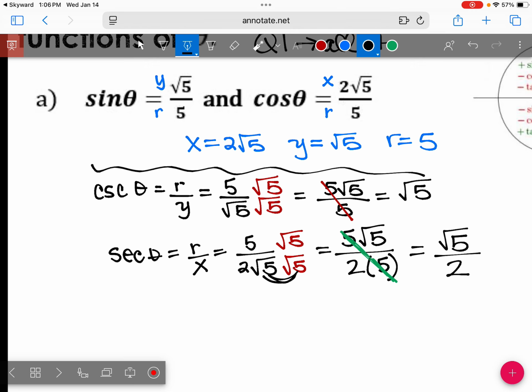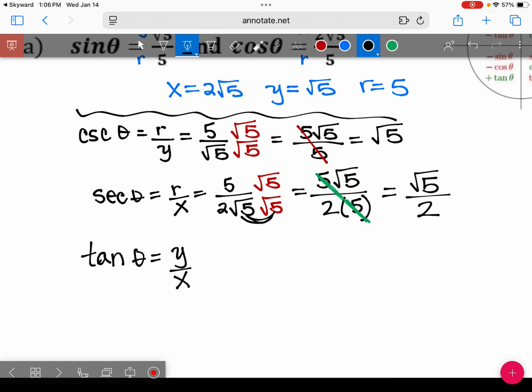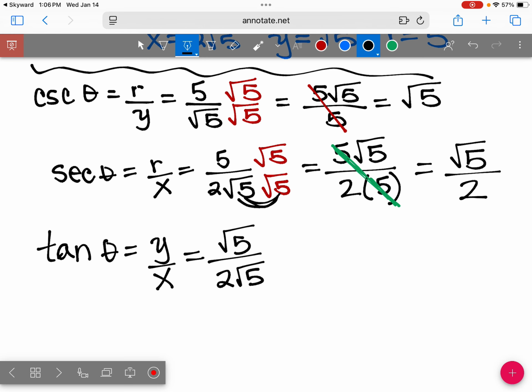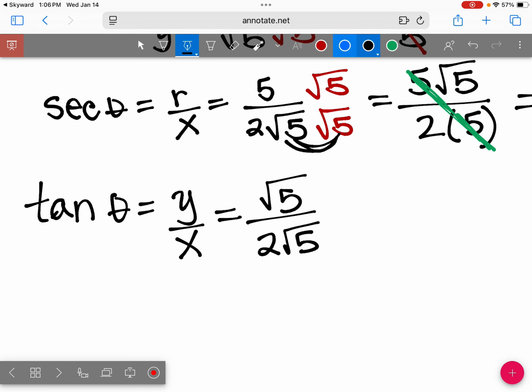All right, let's find tangent. Tangent of theta is y over x. So y over x would be the square root of 5 over 2 square root of 5. Now keep in mind, there is an invisible 1 right here. So when I cancel this out, I'm left with 1/2.